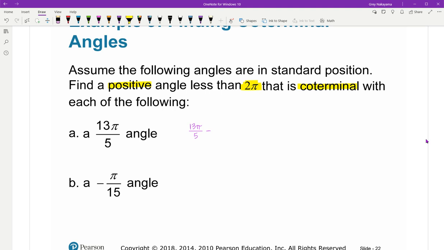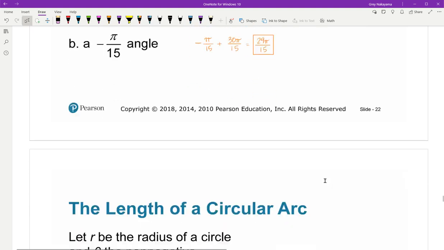Well, 2 pi is the same thing as 10 pi over 5, because 5 goes into 10 2 times, or 5 times 2 is 10. So that gives us an answer of 3 pi over 5. If I have negative pi over 15, I need it positive, so this time I'm going to add 2 pi in terms of 15, so that's 2 times 15, or 30 pi over 15, which gives 29 pi over 15. Again, let me know if you need help with your calculator.